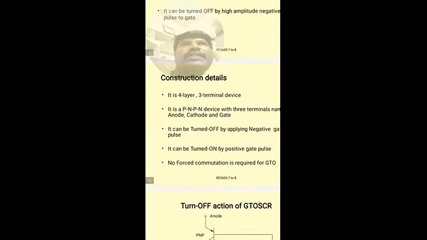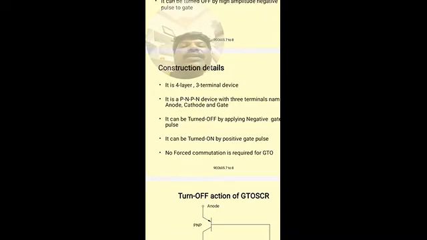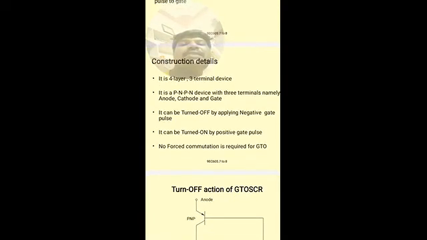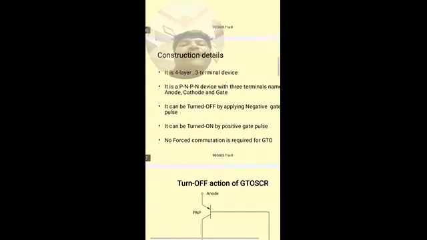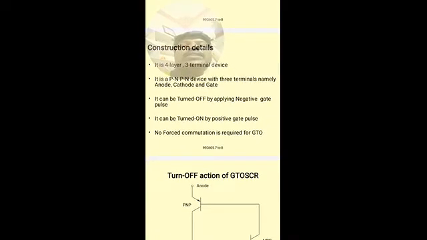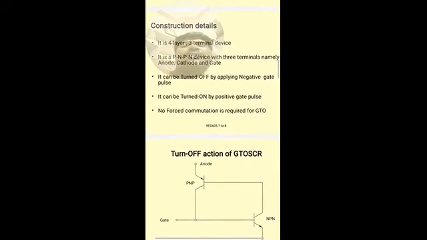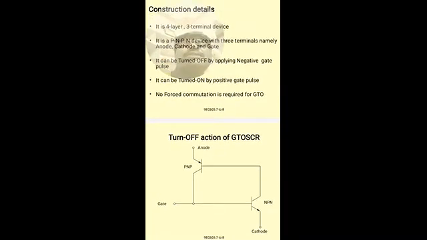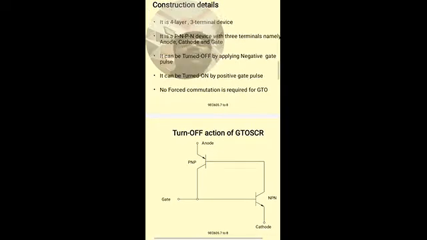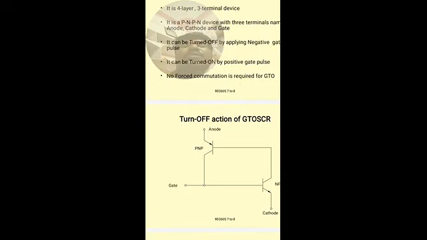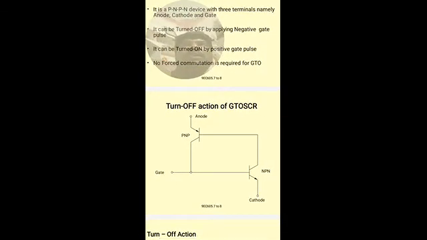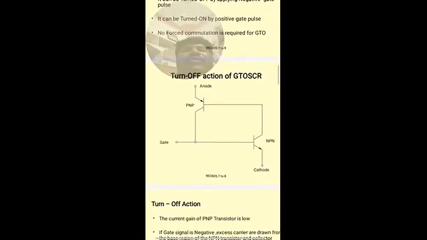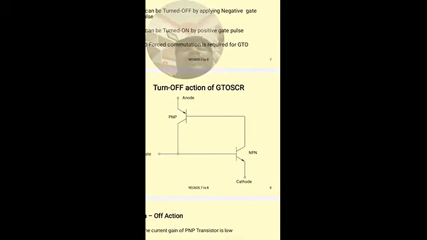Constructional details: it is a 4 layer and 3 terminal device. GTO SCR is a PNPN device with 3 terminals, namely anode, cathode and gate. It can be turned off by applying a negative gate pulse. It can be turned on by applying a positive gate voltage. No forced commutation is required. No external circuit is required for making the SCR turn off. Now, the turn off action of GTO SCR.